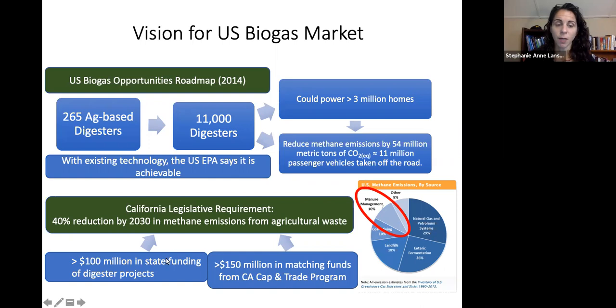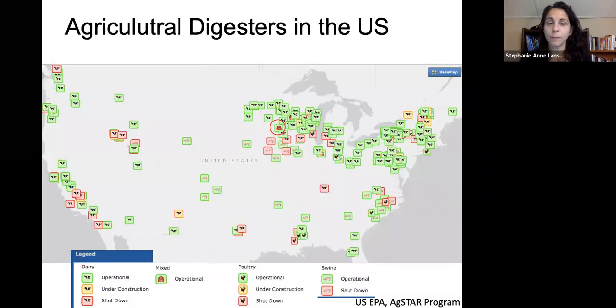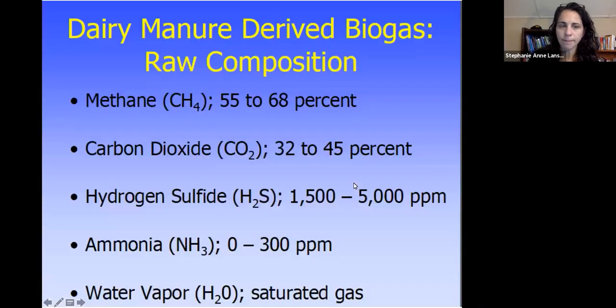California has put over $100 million in state funding into digester projects and over $150 million in matching funds for their cap and trade program, where a lot of these are going to renewable natural gas for vehicle fuel. If we look at the agricultural-based digesters, we have several that are under construction, shut down, or operational, mainly dairy, some chicken. But you can see we have a lot here in California. And we have others where we have a lot of dairy facilities.